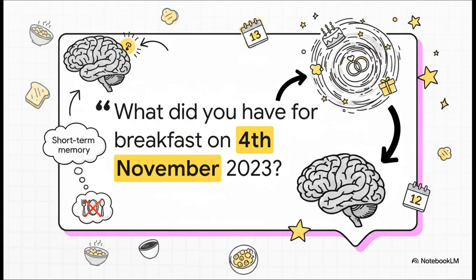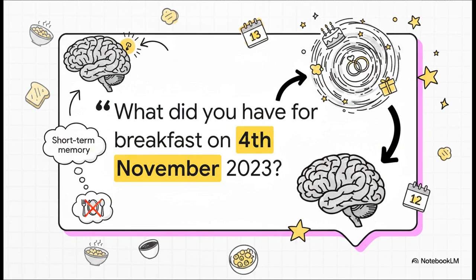Now, here's where it gets really interesting. Our brains are constantly deciding what's actually worth keeping. For example, you can probably remember this morning's breakfast, right? That's a short-term memory sitting in your hippocampus. But let me ask you this. What did you have for breakfast on November 4th of last year? Almost nobody can answer that.